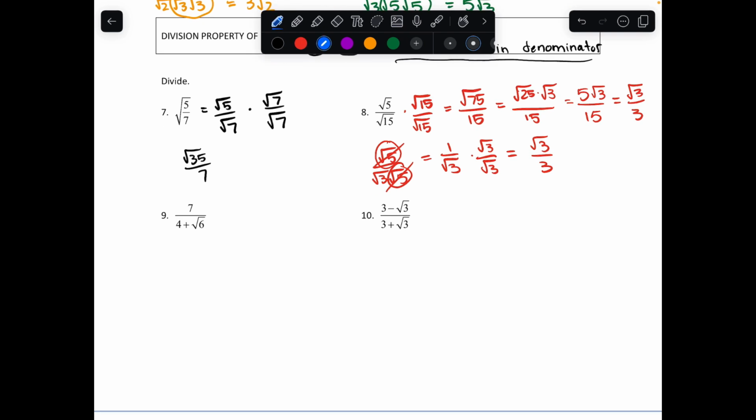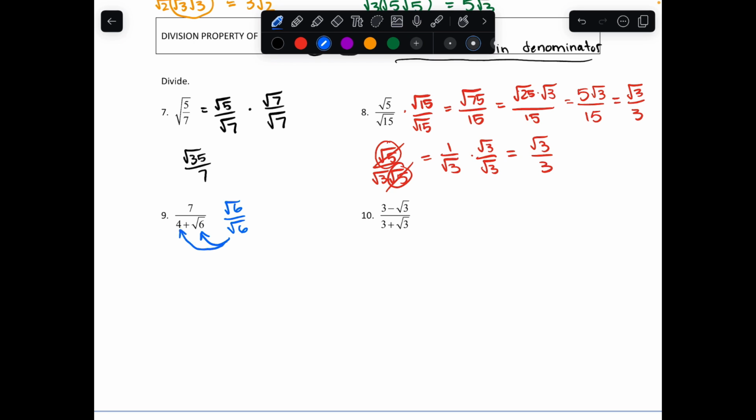Moving on to number 9, we have a slight variation, and we're going to have to introduce a new idea. In the previous problems, when I wanted to get rid of the radical on my denominator, all I had to do was multiply by the square root divided by itself. So in this case, we have square root 6 divided by square root 6. Well, if we do that, and let's just look at the denominator, what's going to happen? Square root 6 times square root 6, that's going to give us 6. So we're good there. However, this has to distribute to both pieces.